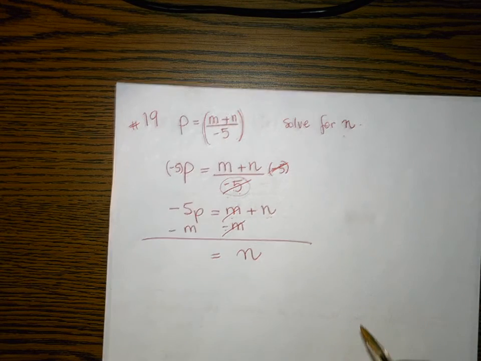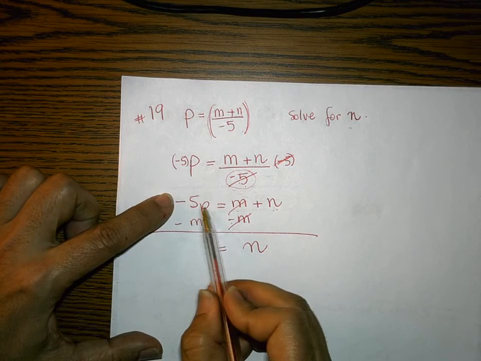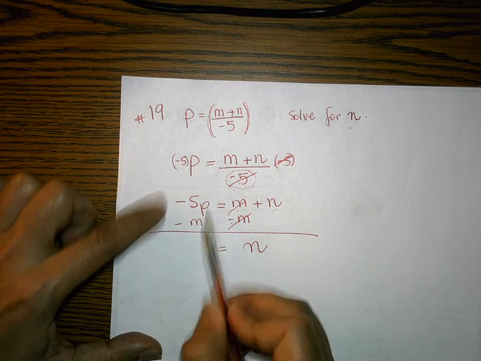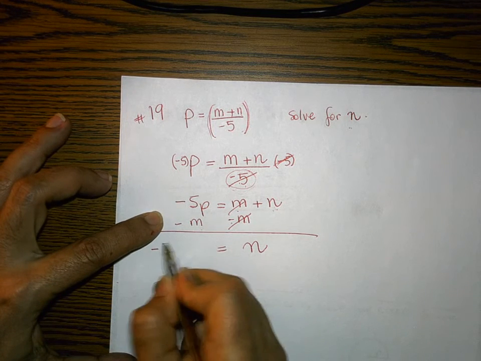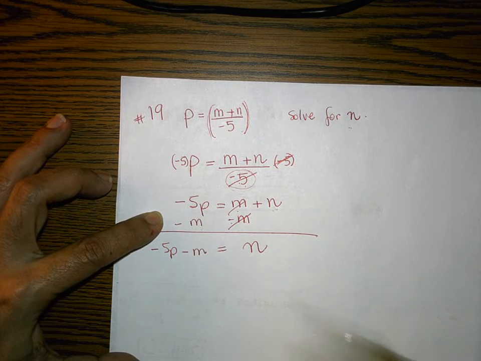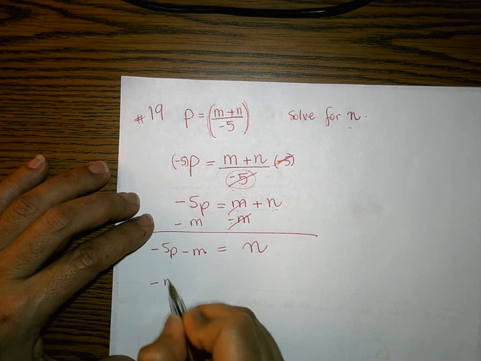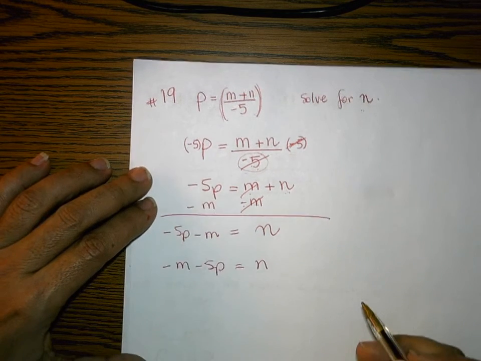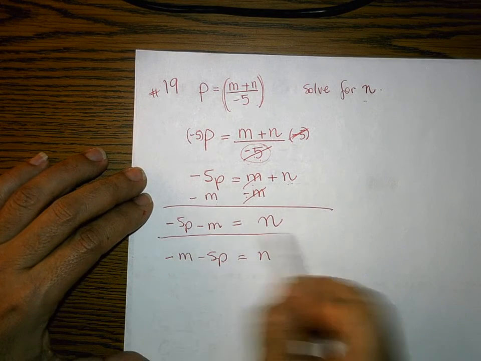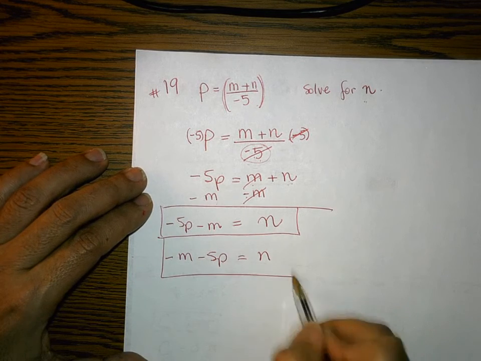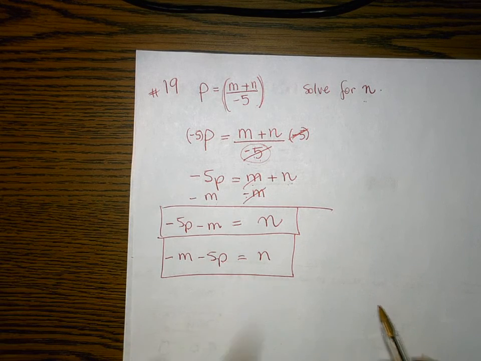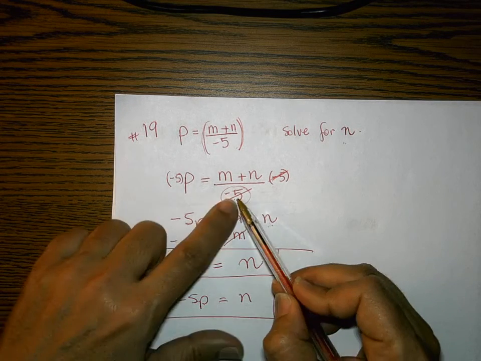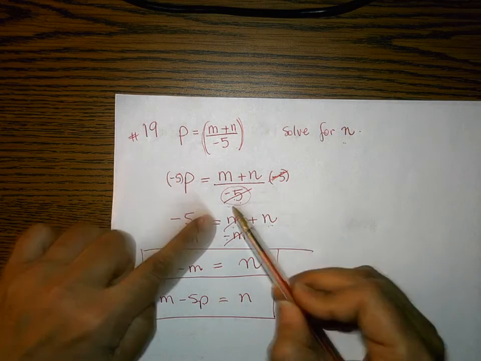But over here, I have a -5p, and it is not alike to the negative m, so they're not like terms. I just rewrite them: -5p minus m. If you felt like writing -m minus 5p, it is also the exact same expression. Either way, they are correct. And there we go, I got the n all by itself. Notice the steps: I want to get rid of the denominator, so I multiply both sides by that denominator, and then I no longer have fractions.